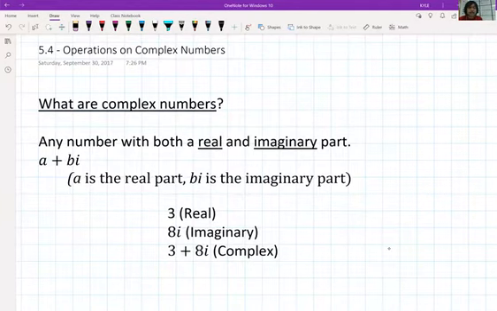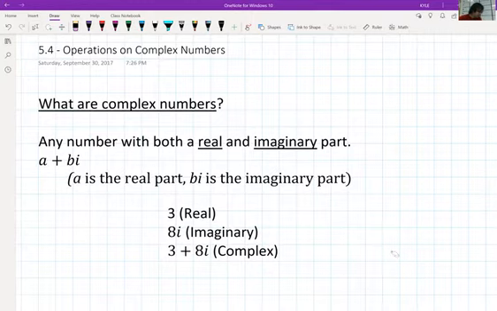Hey guys, in this video we're going to be covering the second half of section 5.4, so 5.4.2, if you will, which has to do with complex numbers. Now in the first half of this section, we talked about imaginary numbers, i, what makes a number imaginary, those square roots of negative numbers.